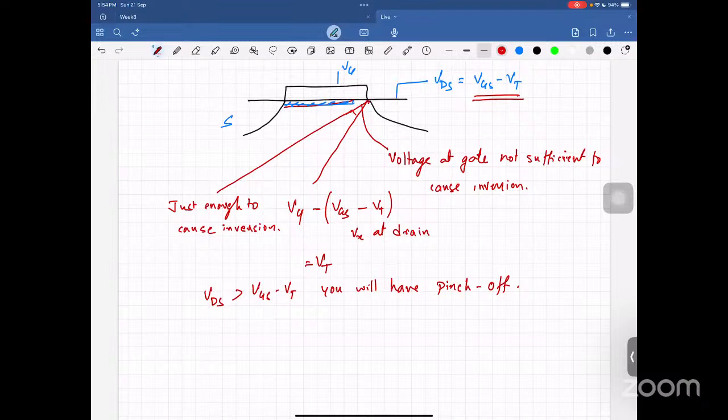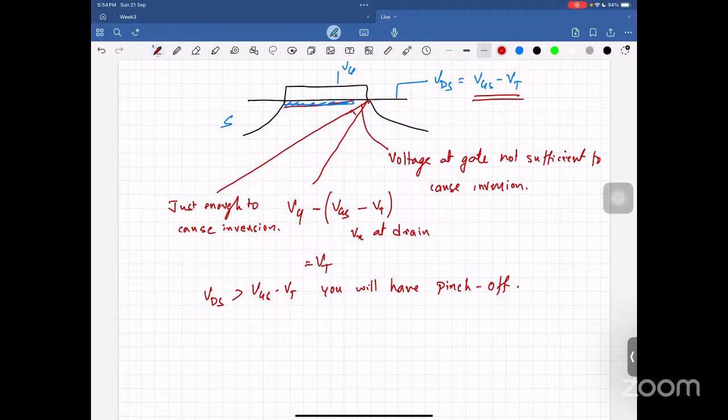I have one doubt, sir. Shall I ask, sir? Yeah, please. Sir, here we are not discussing that the drain to body junction is getting reverse biased. So what will be the effect of that depletion region on the channel charge? Gate to body? No, sir, not gate to body, drain to body.